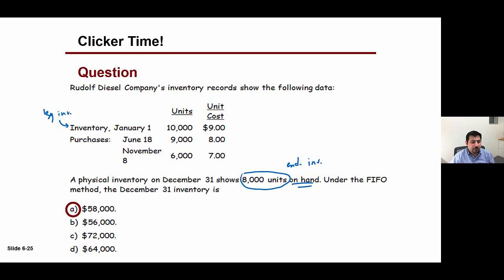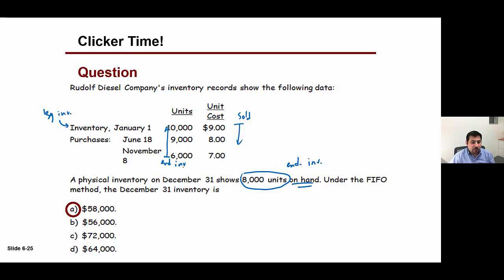So this is the ending inventory. How do we calculate it under FIFO? Again, we are selling the first items first. So those are the items sold, which means that the ending inventory will be from the latest purchases, and you move backwards.